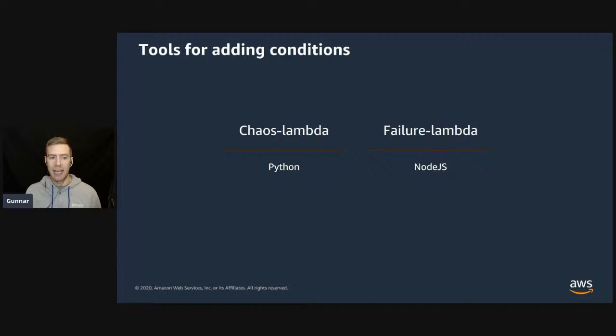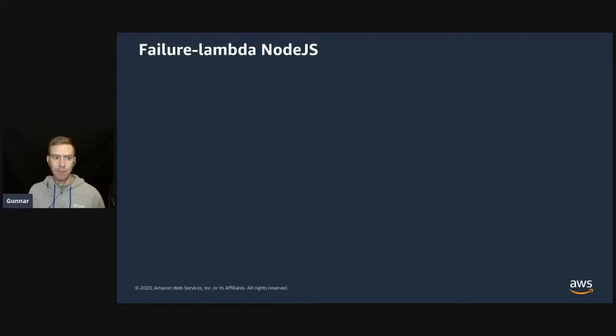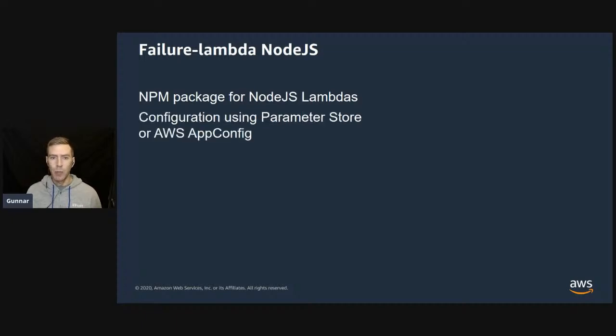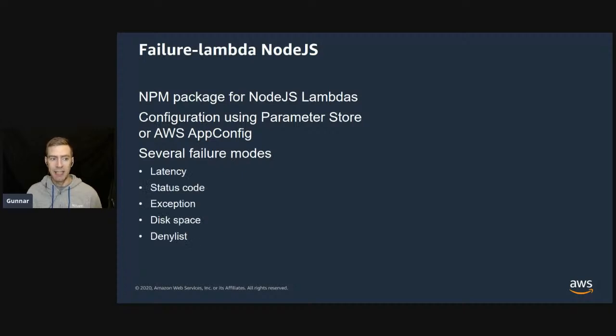So let's just look at how Failure Lambda works. It is an NPM package for our Node.js Lambdas that we can easily install. And we configure this with the help of either Parameter Store or AWS AppConfig. We then have several different failure modes that we can use. We can, for instance, add latency. We can create different status codes, so instead of returning a 200 response, we can return a 502 or 404 or other types of errors.